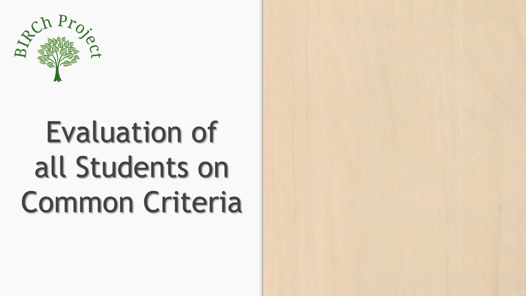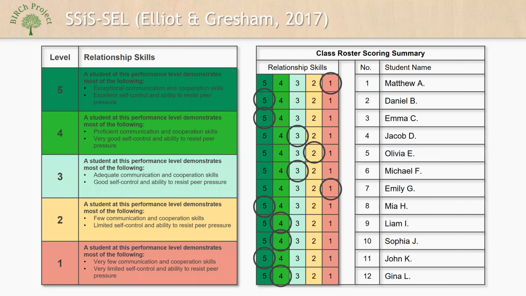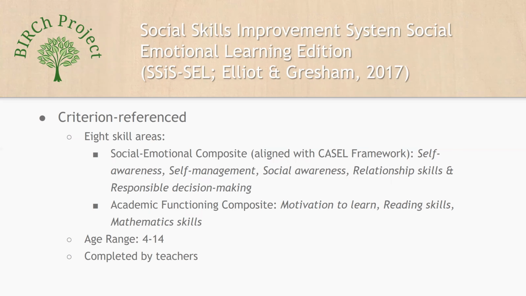The next major screening approach involves evaluating all students on common criteria. And I'm going to give you one particular example of this. The Social Skills Improvement System Social Emotional Learning Edition is the most recent version of the SSIS screening tool. This is a criterion reference tool, meaning that teachers are given descriptions of student behaviors at various levels. The teacher then identifies the level at which the student is most accurately functioning. And I'll show you an example of that in a minute.